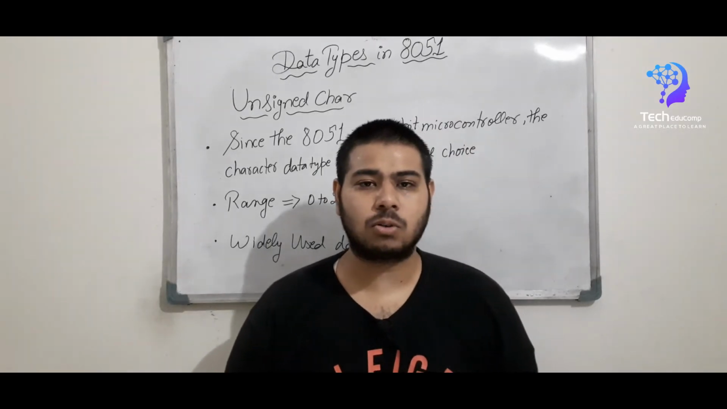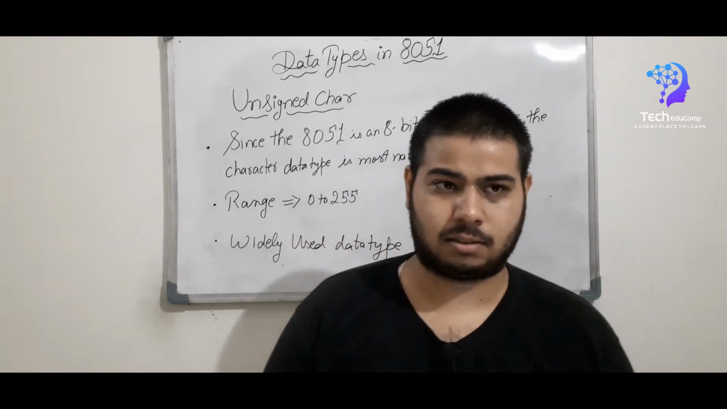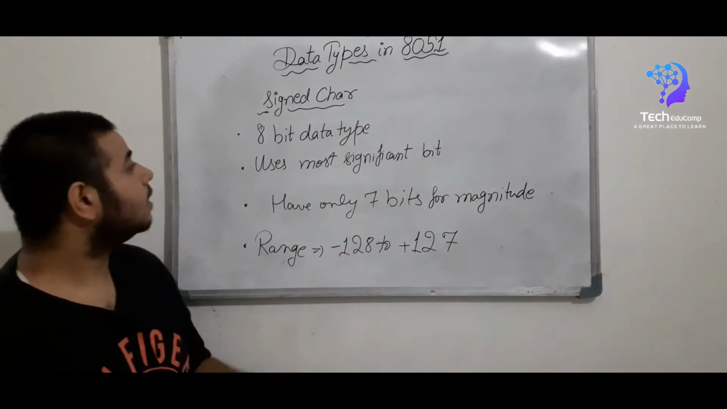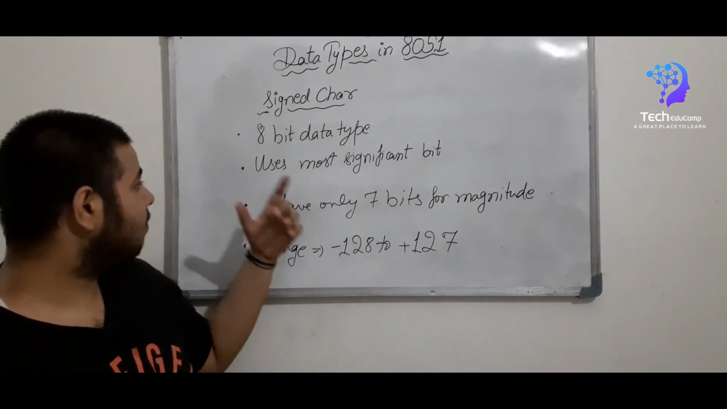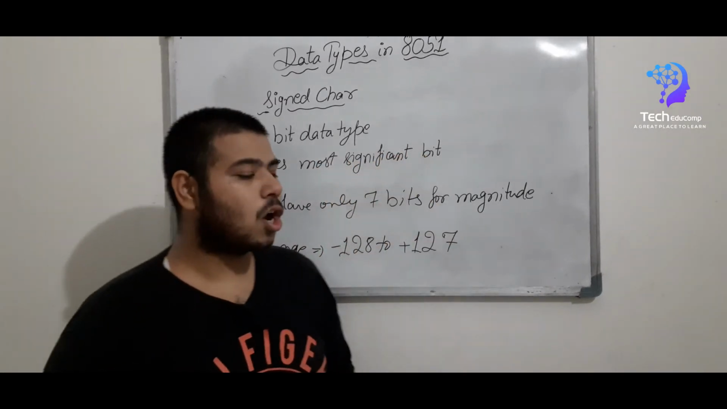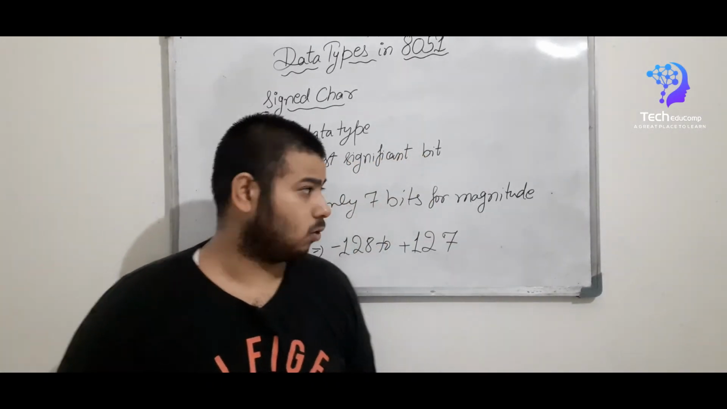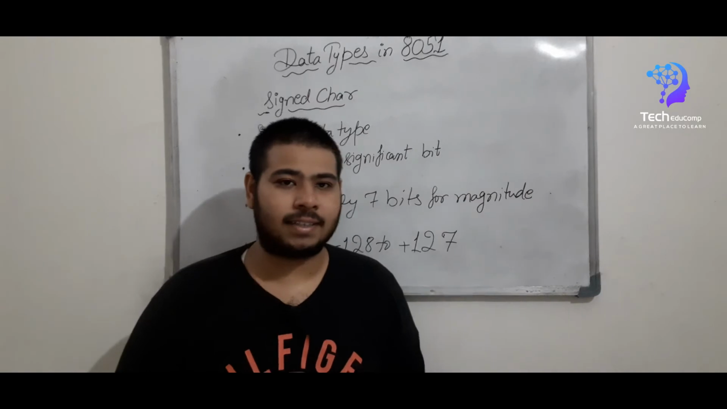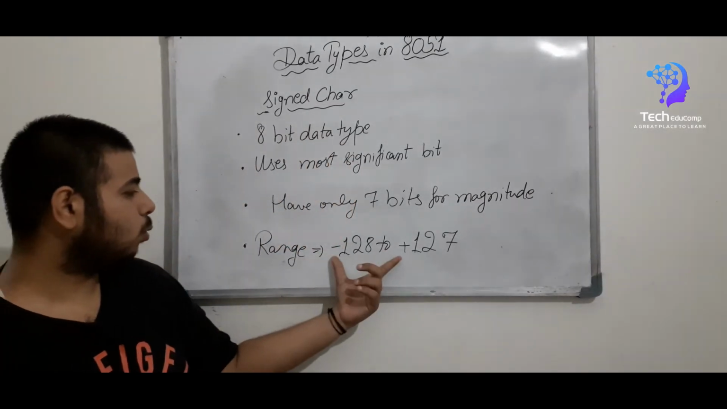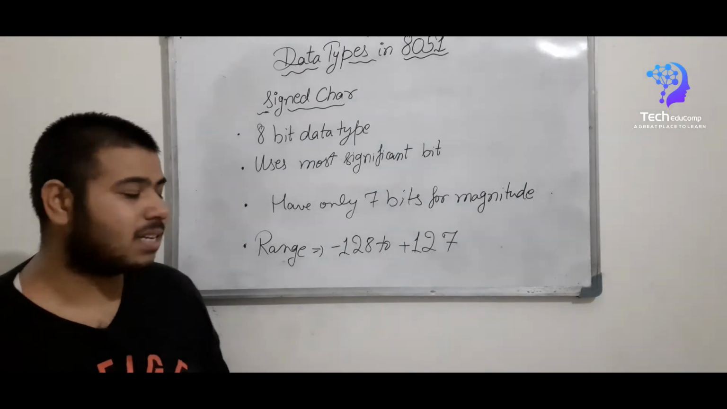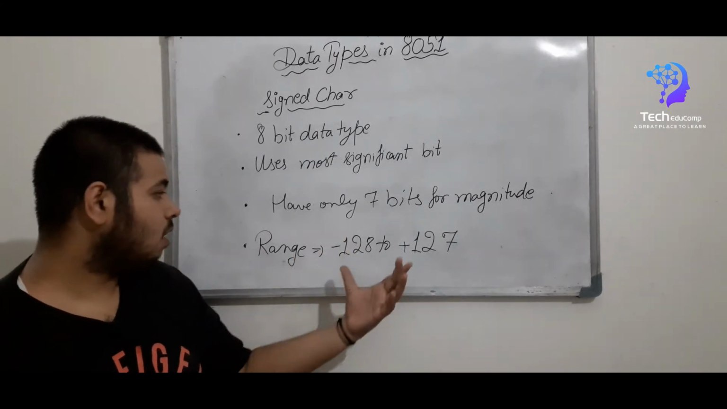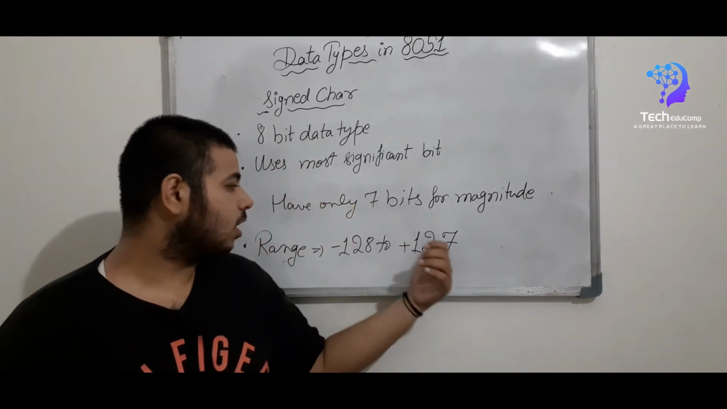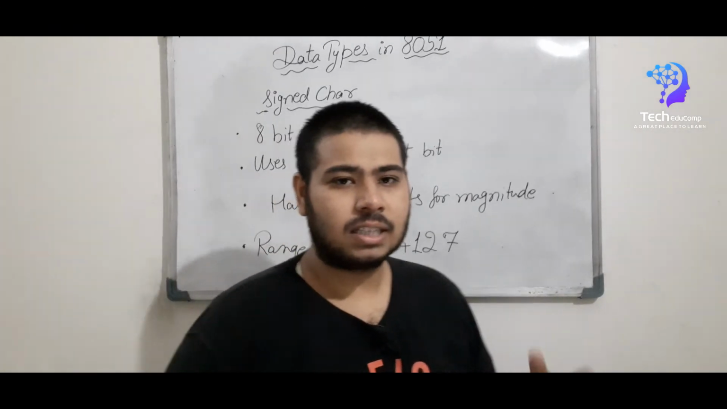We move on to the second data type, that is signed character. This is an 8-bit data type, which uses the most significant bit to represent positive and negative values. For this, we have only 7 bits for the magnitude of the signed character, which range from -128 to +127. It means that we can only use values from this range. We cannot use any other value which doesn't come in this range. I hope you understand the second data type.